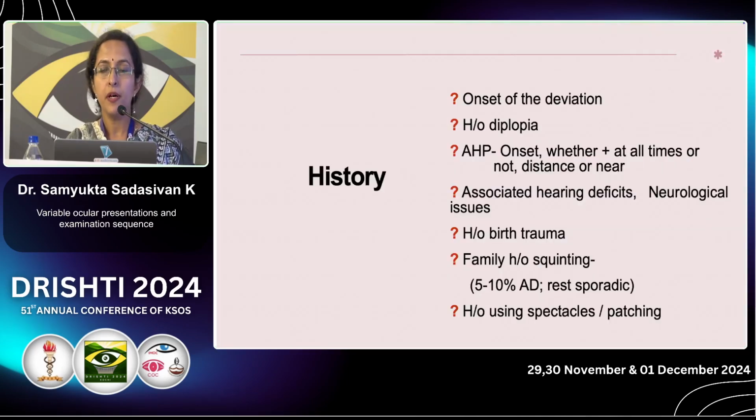Apart from the routine points which you will attend to in a history-taking protocol of squint, give more stress to the onset of deviation. Most of the time this is a congenital anomaly, but it presents very late to the clinician. Give due stress to the presence or absence of diplopia and its onset, and give importance to the presence and onset of anomalous head posture. Probe whether it is present at all times of the day, whether it is present for distance or near, and look into associated hearing deficits and neurological issues as well.